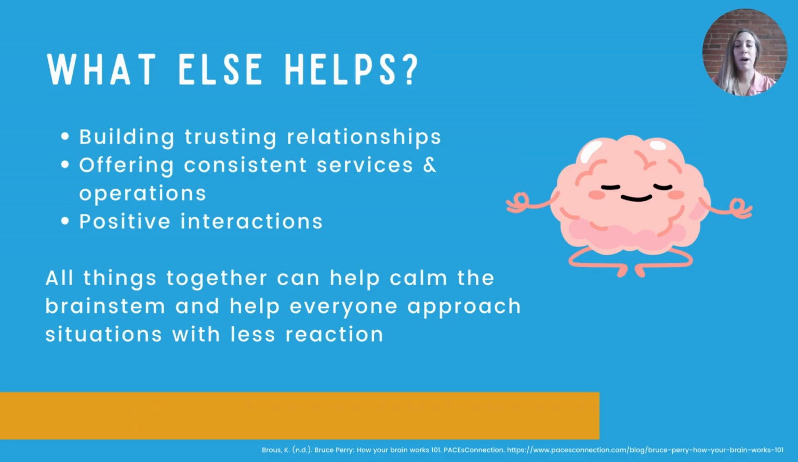What else can help your pantry become a place that isn't a potential threat for someone? There's 3 additional points on this slide that could really help. The first one is building trusting relationships. The second is offering consistent services and operations. And the third is positive interaction. These things together can help everyone be more calm in food pantry settings, which reduces the chance of causing a stressful and potentially traumatic experience.